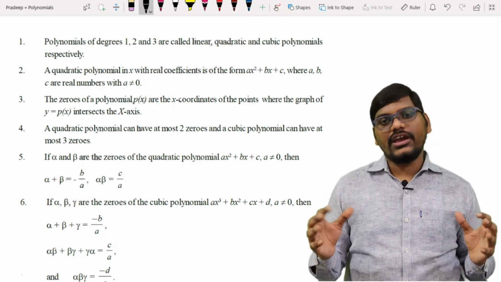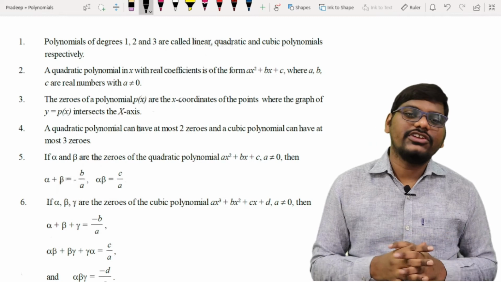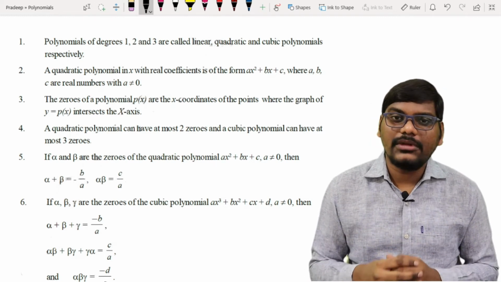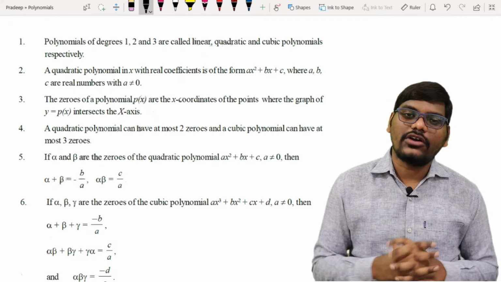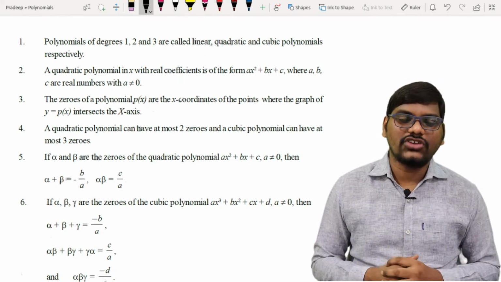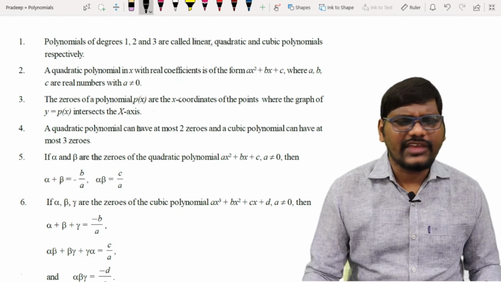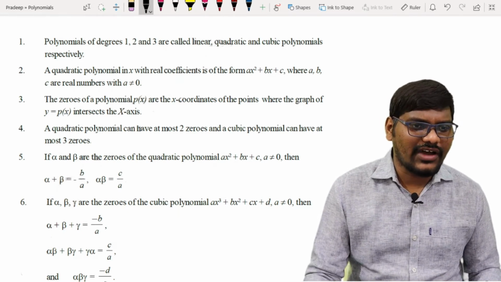Exercises 1 and 2 we have already solved. I'll give that in the description, you can go through it. Before going for the exercise problems, we'll discuss a few important points that will definitely help us in solving the exercise more easily. We have discussed these things already, so we are just revising.